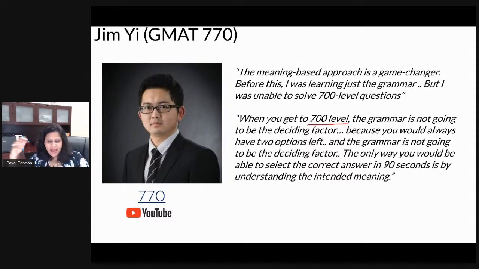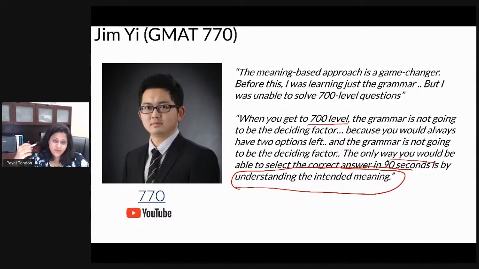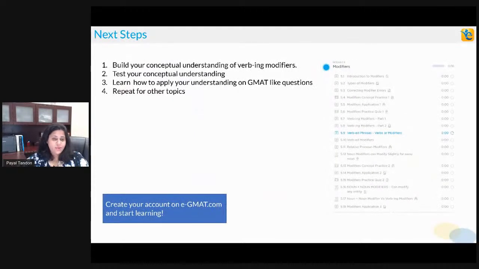And that's the reason why in this entire session, I only spent 5 minutes or maybe up to 7 minutes going over the concepts. The remaining time I spent on application of those concepts, and that application required me to go through the meaning aspect of it. Okay, the only way you would be able to select the correct answer in fewer than 90 seconds is by understanding the intended meaning. Okay, and understanding the intended meaning requires practice, requires focused practice, and that's why you need to actually build those process skills of strategic pausing, of understanding the meaning, of questioning whether it's logical or not.